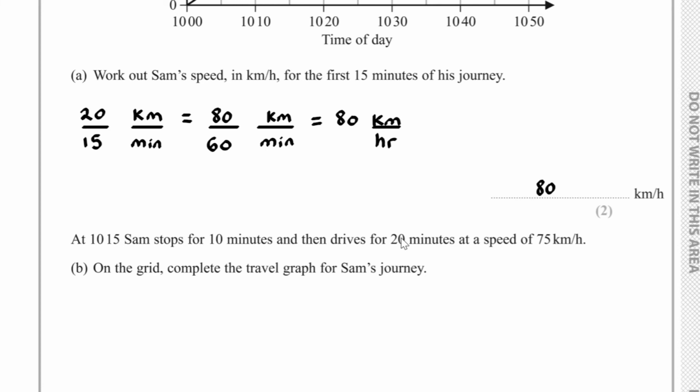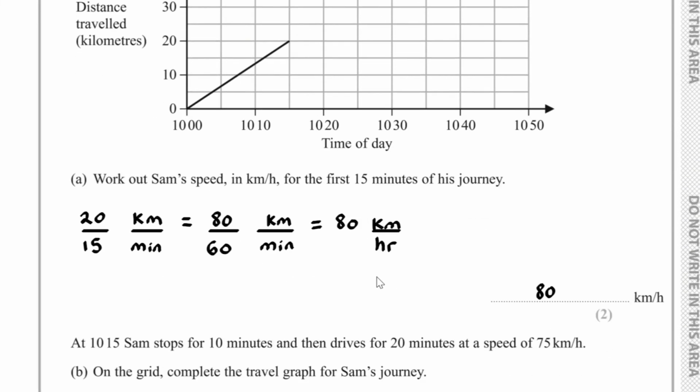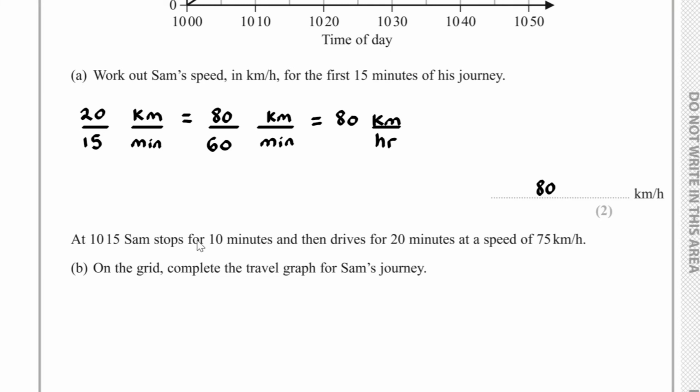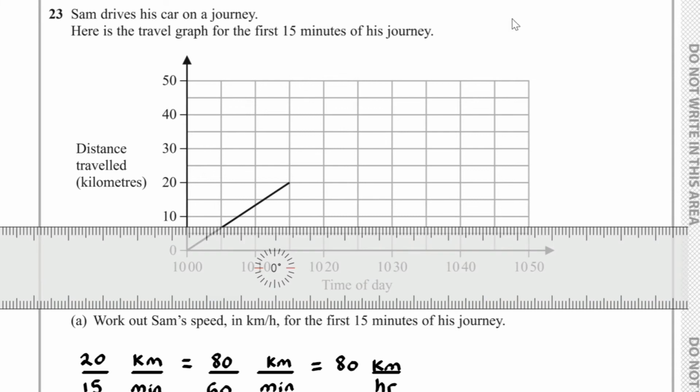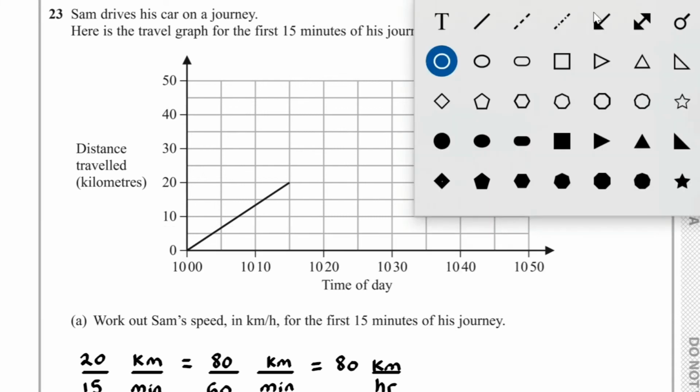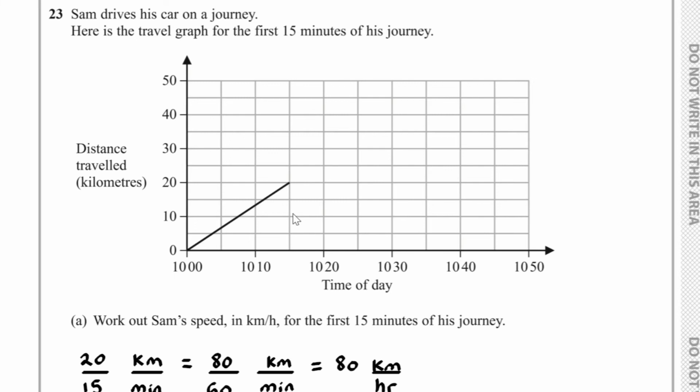And then at 10:15, Sam stops for 10 minutes and then drives for 20 minutes at a speed of 75 kilometres per hour. And on the grid, we have to complete the travel graph for Sam's journey. Well, what we know is he stops for 10 minutes. So if I show that, you can see here, he stops for 10 minutes. So up until 10:25, he stops.